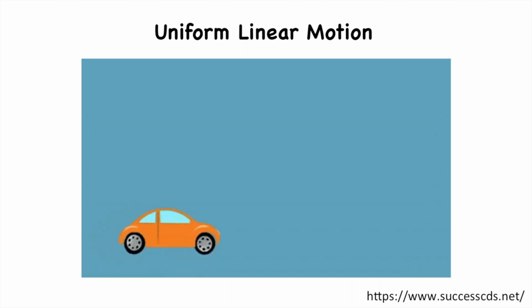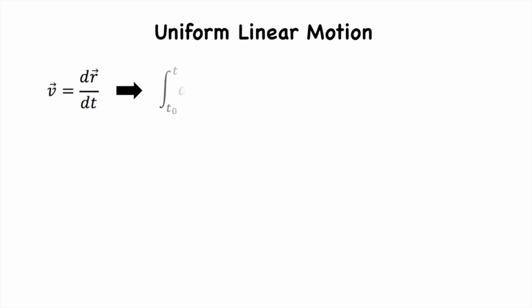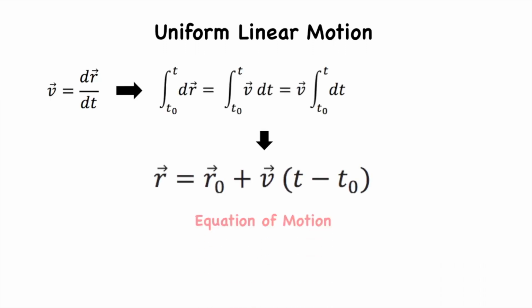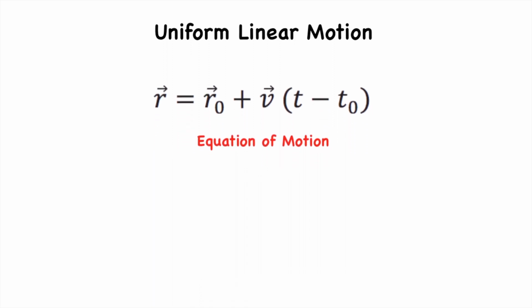We have a special case when the object moves with constant speed and on a straight line. In this situation, the instantaneous velocity will be equal to the average velocity at any time. If the velocity is constant, it is straightforward to integrate the definition of instantaneous velocity to derive the equation of motion. In one dimension, it is more evident that this is the equation of a straight line.